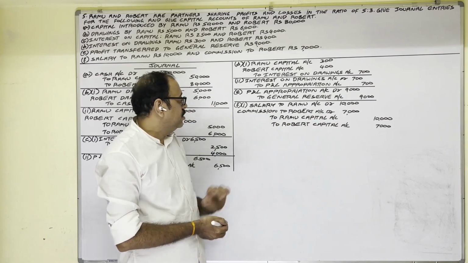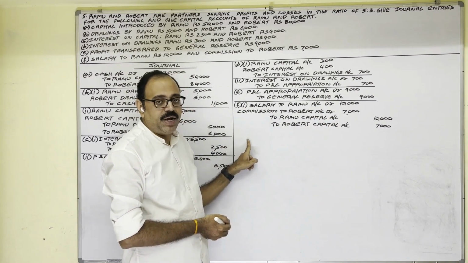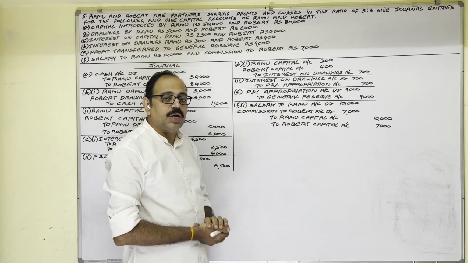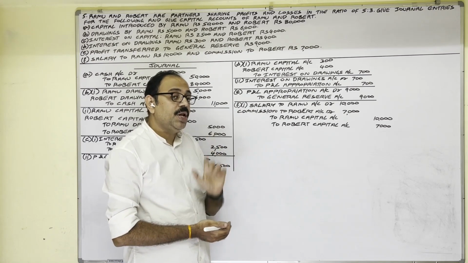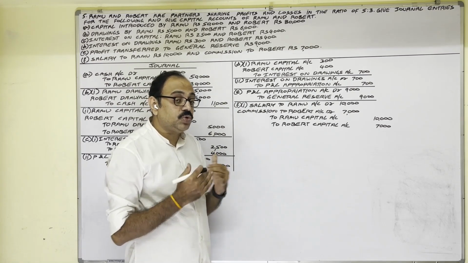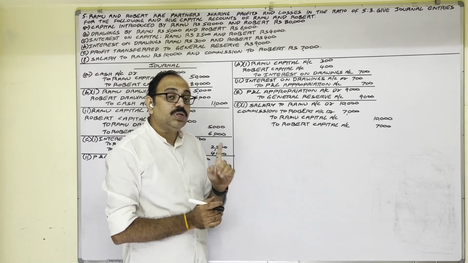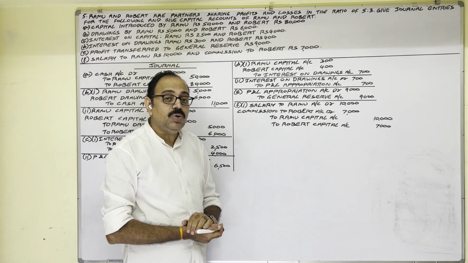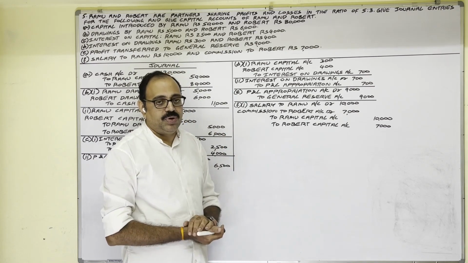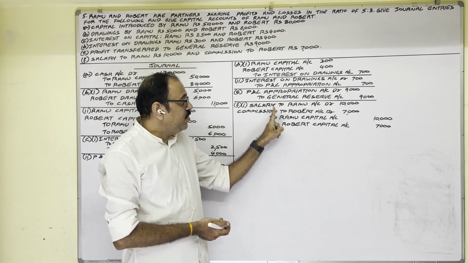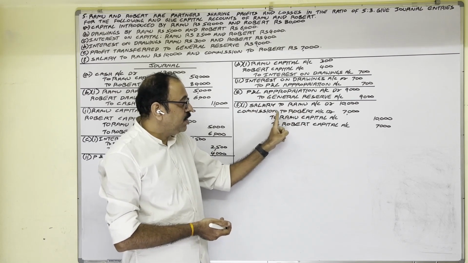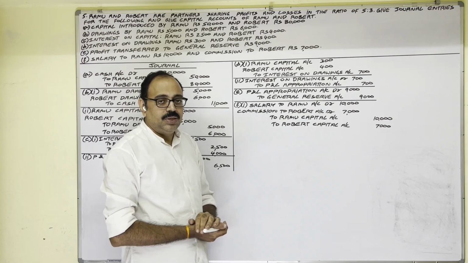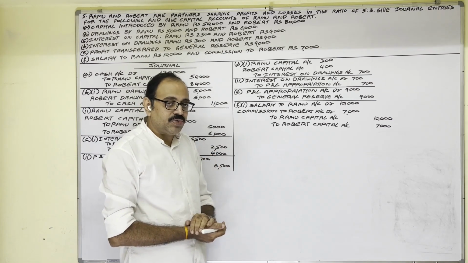Next entry, the second entry under F bit, is salary to Ramu, commission to Robert. These two are nominal accounts because to the firm these two are expenses. Nominal accounts are temporary accounts, so we have to close them by transferring the balance to profit and loss appropriation account. Because salary we are paying to partner, commission we are paying to partner, so these partner-related expenses we have to transfer to P&L appropriation account now.